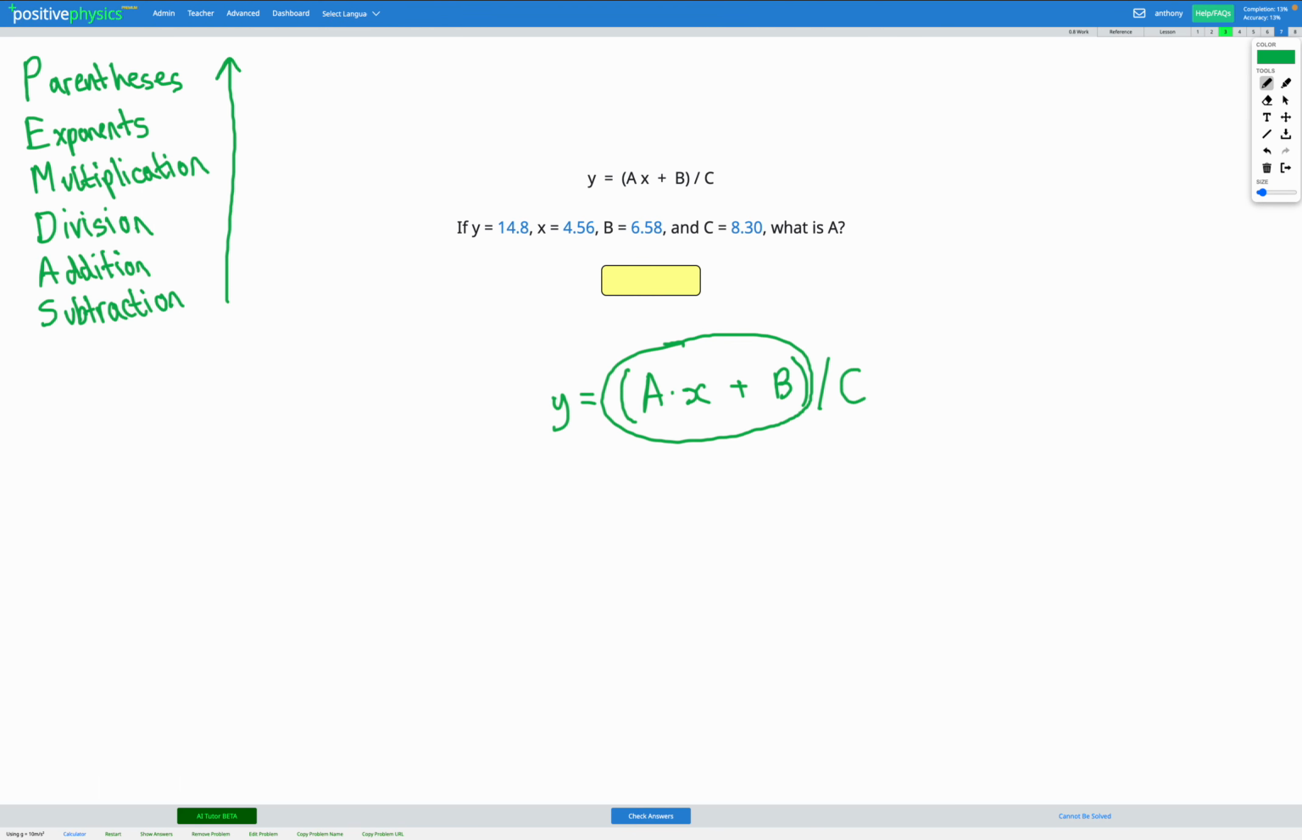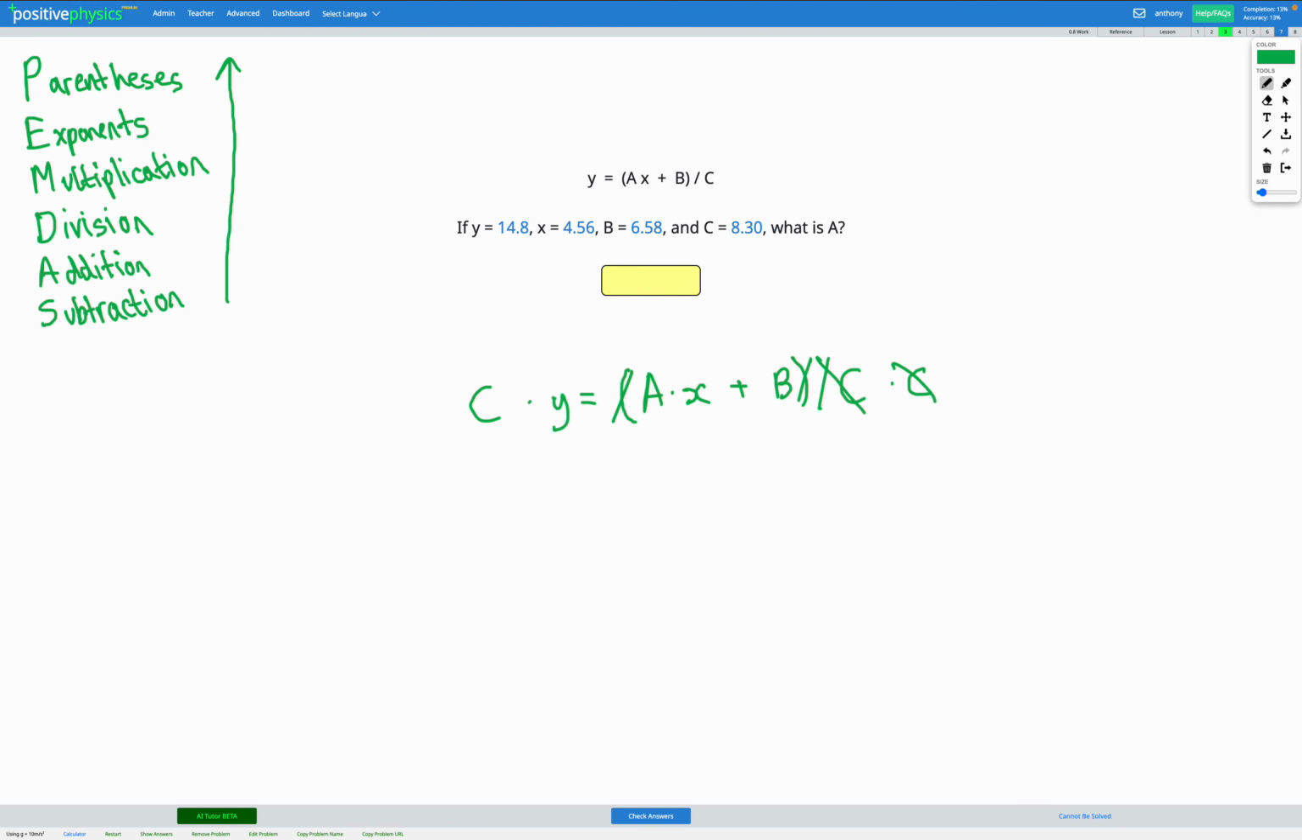Right now, it's divided by c. So I'm going to multiply by c on both sides of my equation. That way, on the right, we have divide by c. Then we have multiply by c. So those are going to cancel out. And now the only thing on the right-hand side is ax plus b. So we can get rid of those parentheses because we don't need them anymore.